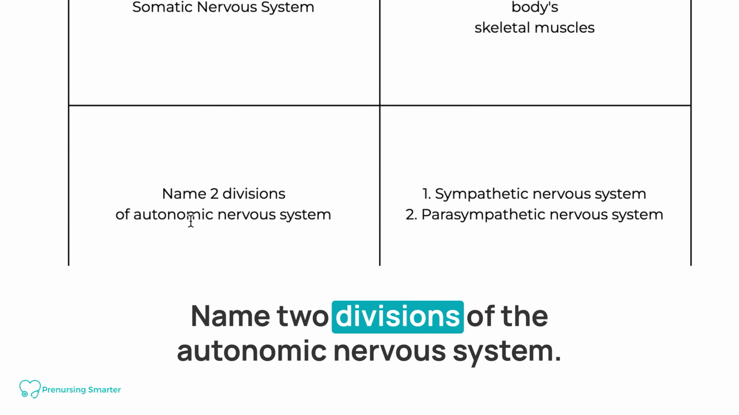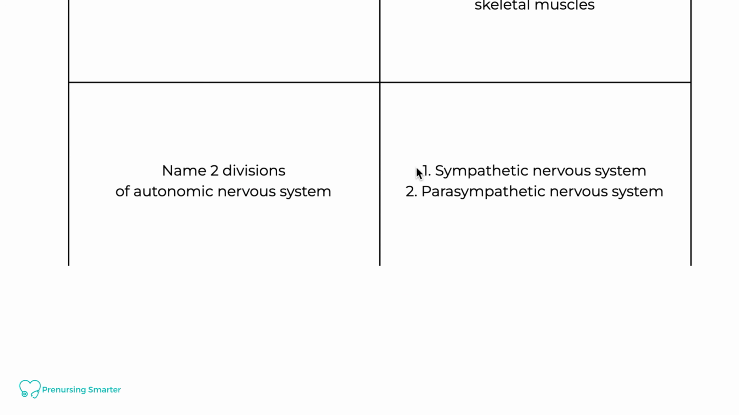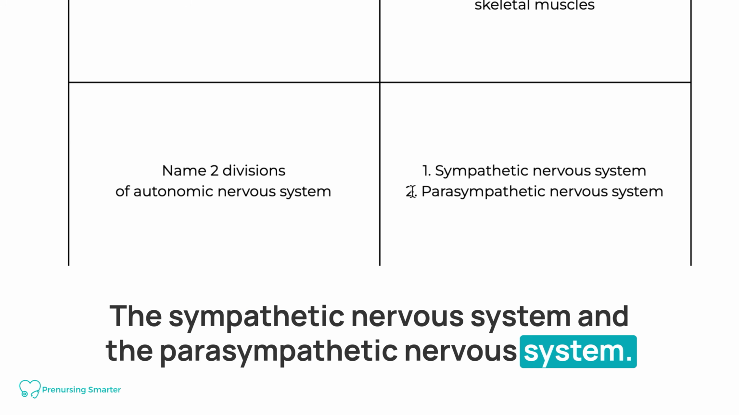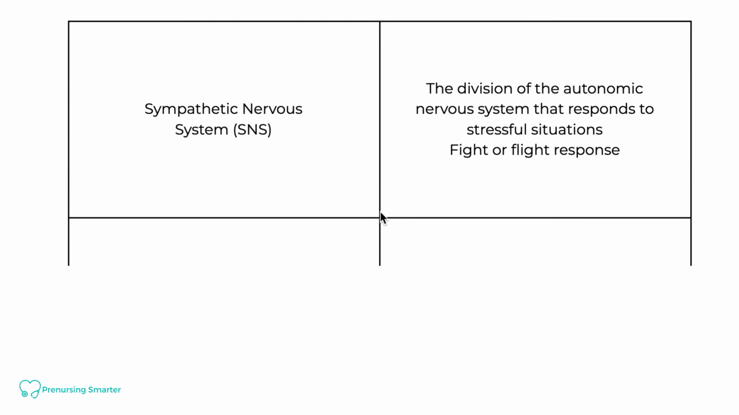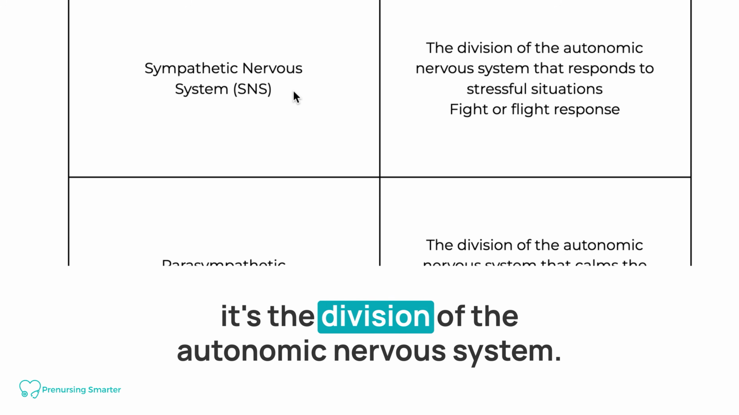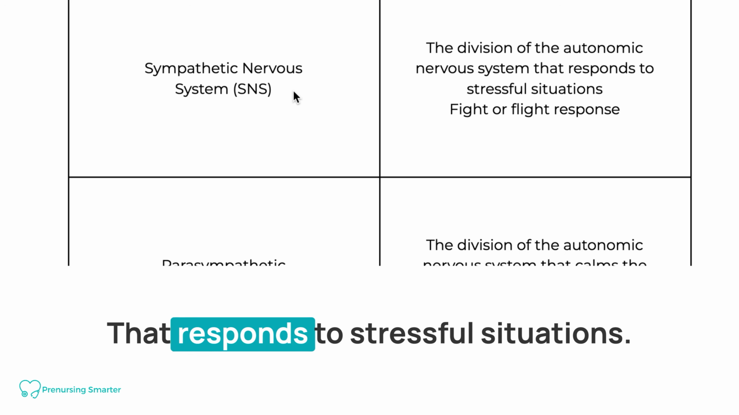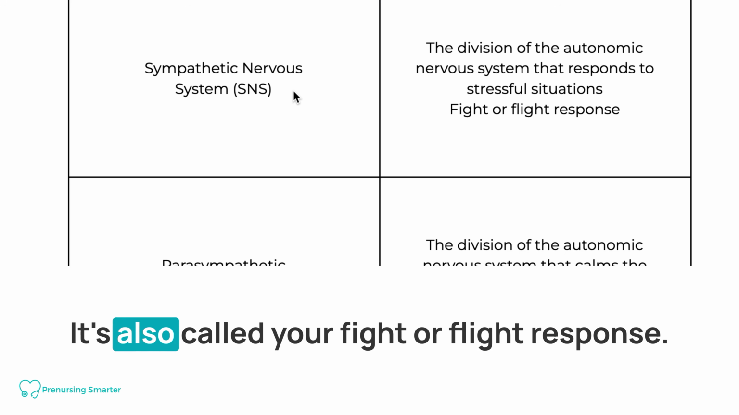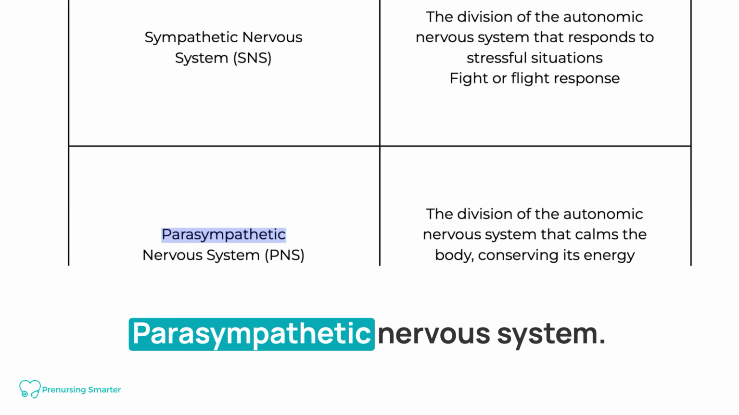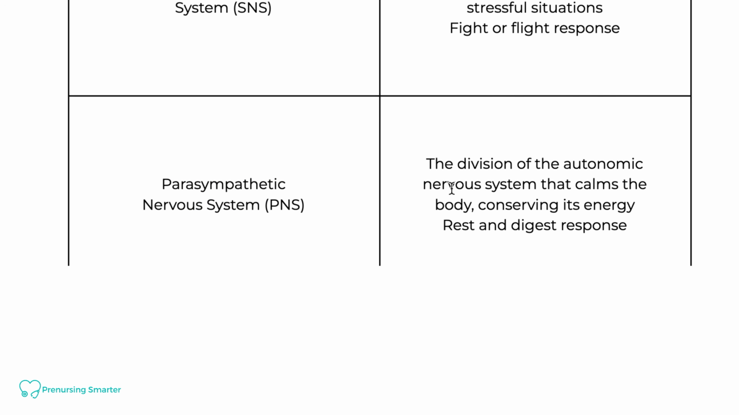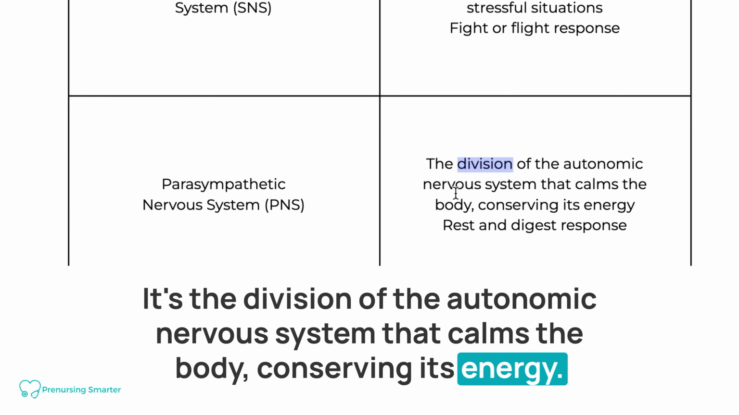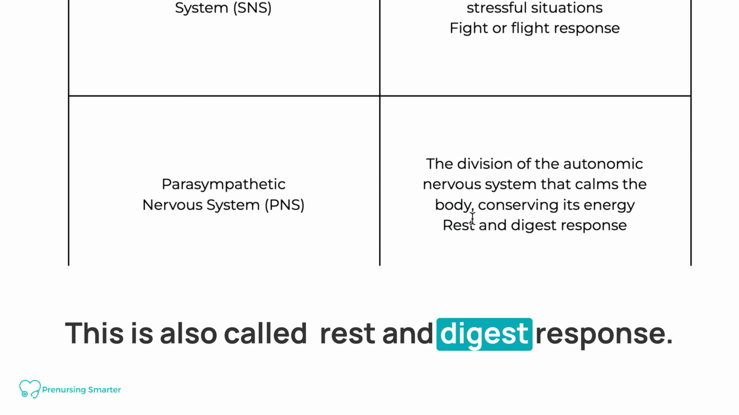Name two divisions of the autonomic nervous system. The sympathetic nervous system and the parasympathetic nervous system. Let's talk about those. The sympathetic nervous system is the division of the autonomic nervous system that responds to stressful situations. It's also called your fight or flight response. The parasympathetic nervous system is the division of the autonomic nervous system that calms the body, conserving its energy. This is also called the rest and digest response.